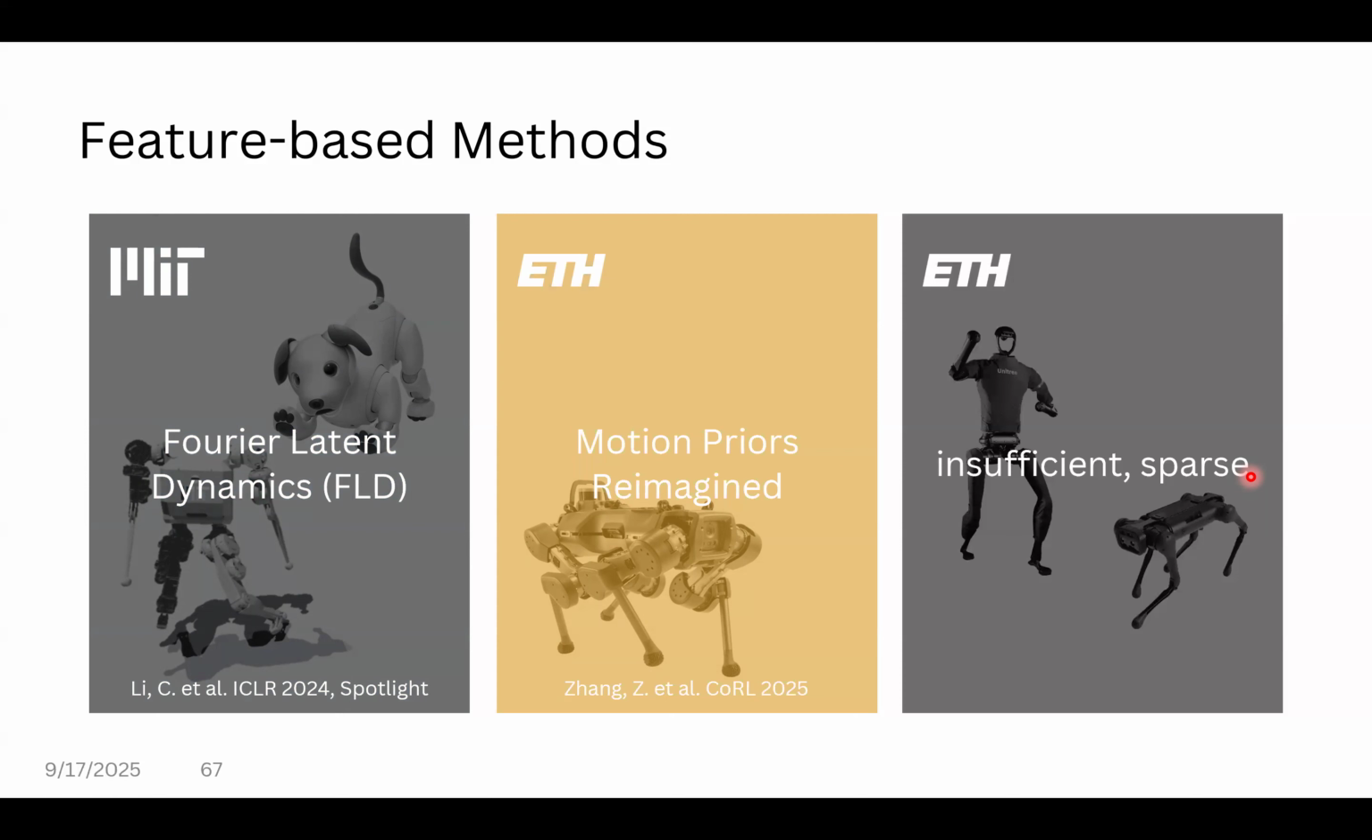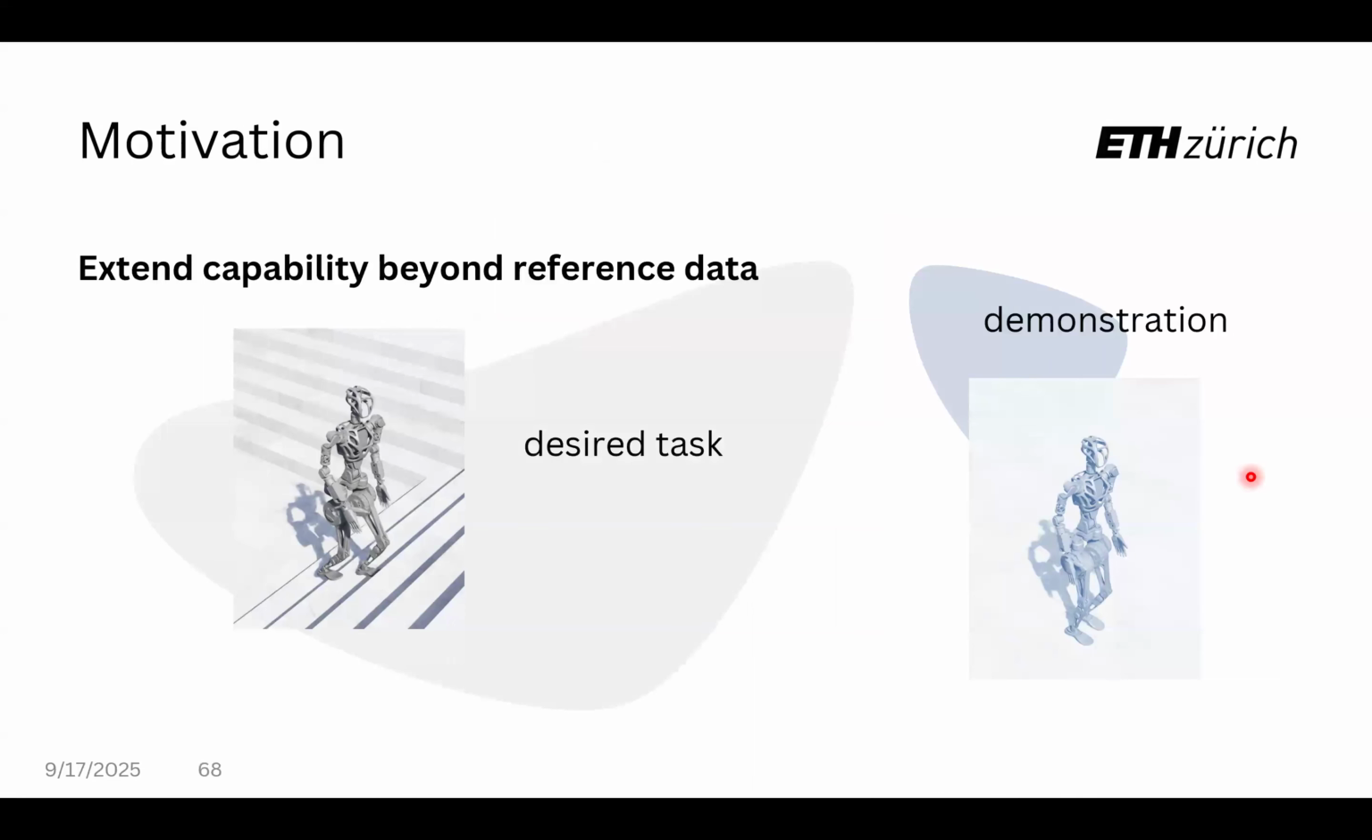But what if we want to do something that is very different from what is in our data set? In this work, we use the same motivation. We want to do, for example, locomotion on rough terrain, but in our data set, we have motions only on flat terrain.